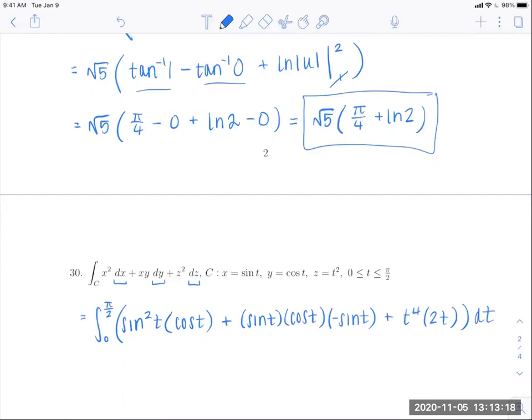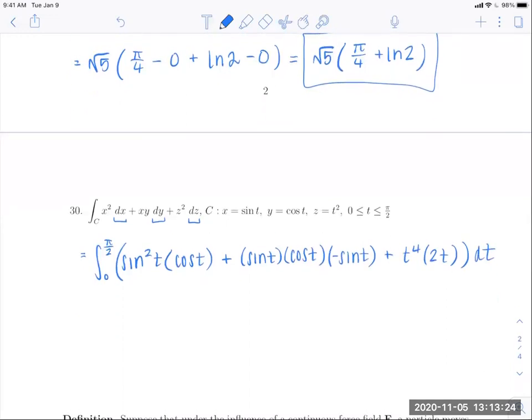All right, so here is my line integral at face value, just plugging in everything to start. Now we need to see if we can simplify. And sure enough, we can. What you'll see here, and maybe I'll just write it out, even though you might already see the cancellation: I have a sine squared t cosine t. Then I have a minus sine squared t cosine t. And finally, a 2t to the fifth dt.